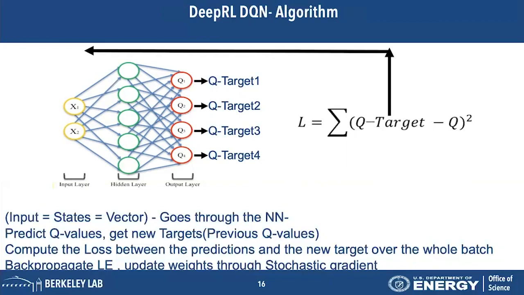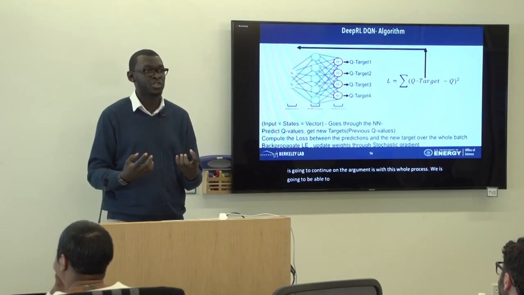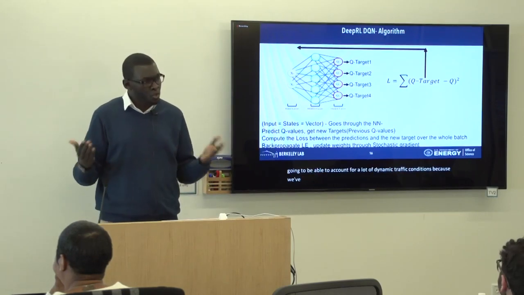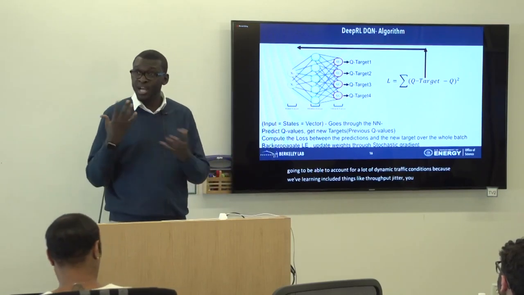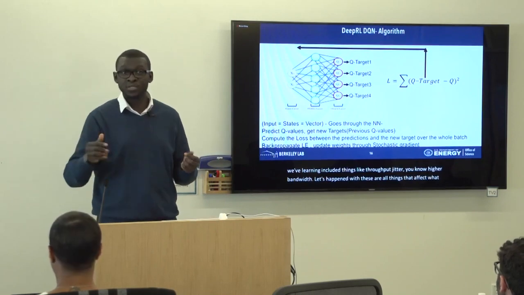So this is going to continue, and the argument is that this whole process is going to be able to account for a lot of dynamic traffic conditions, because we've not even included things like throughput, jitter, higher bandwidth, lesser bandwidth. These are all things that affect what the fastest route is going to look like.